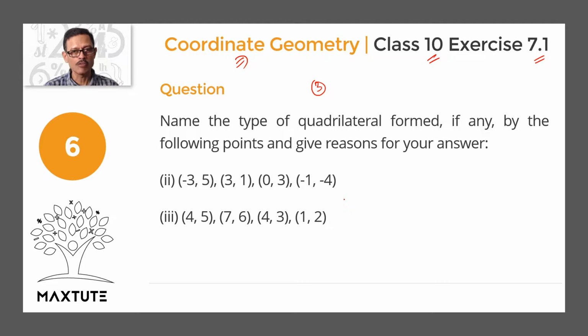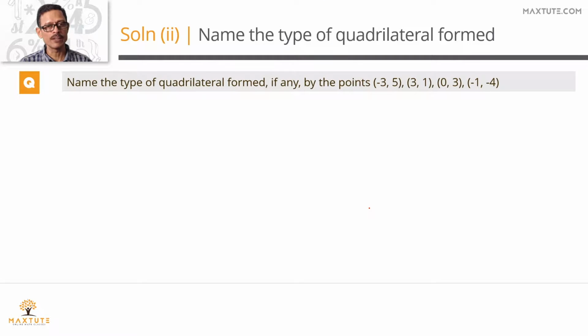Name the type of quadrilateral formed, if any, by the following points and give reasons for your answer. So in each of these parts, we've been given coordinates of 4 points. We need to check out by joining these 4 points what kind of a quadrilateral we are getting and state the property which made us decide what quadrilateral it is. But before that, there's one little thing here. They're saying if any, which means that there's a possibility that these 4 points may not form sides of a quadrilateral. Let's get started. What is the approach we're going to be taking?